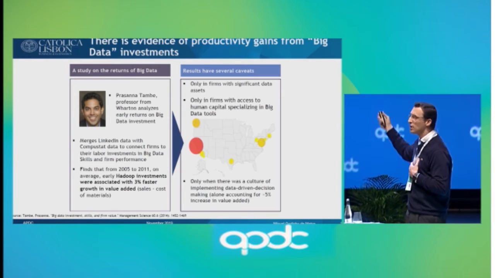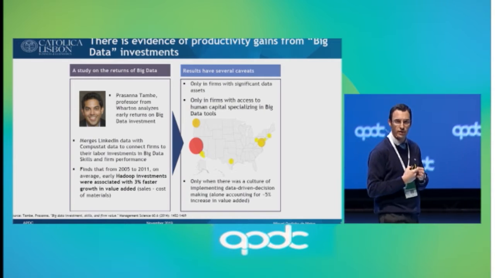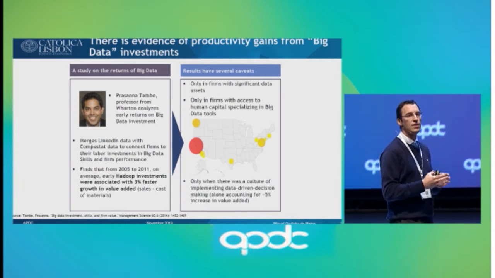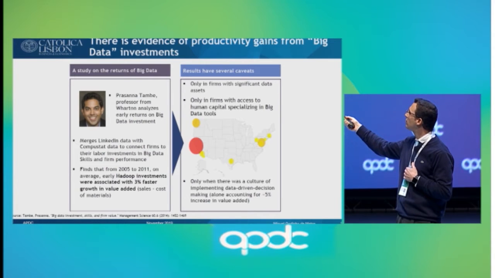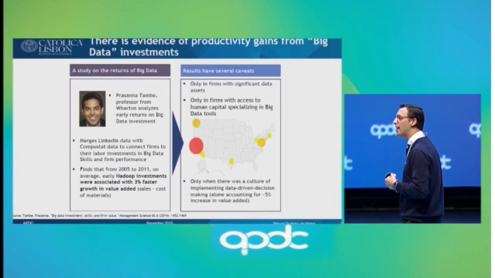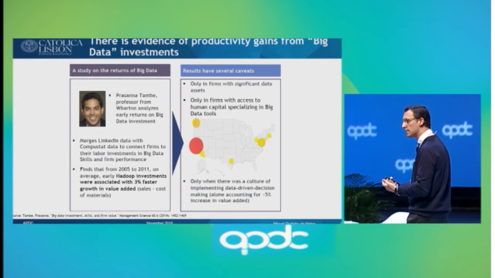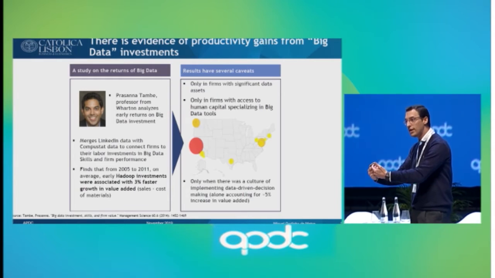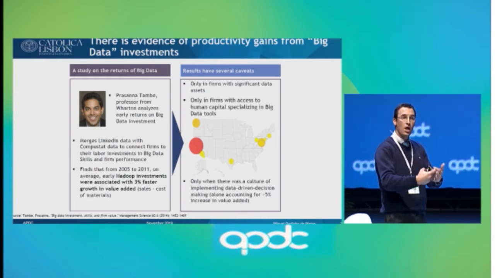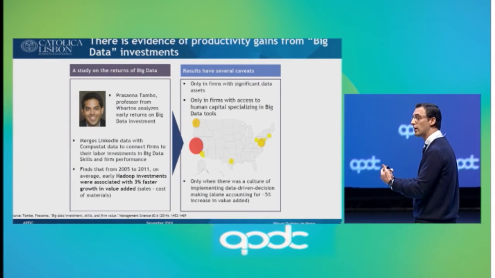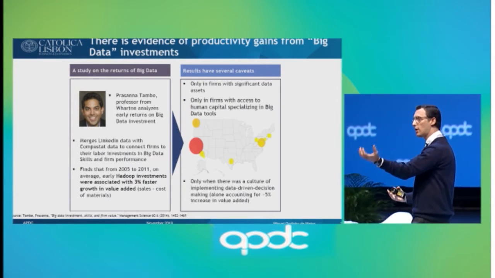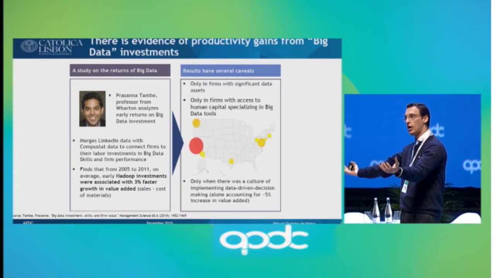So Sonny Tambe, who was a professor at NYU when he did it, and now he's at Wharton, studied the productivity of firms in the early days of the technology, from 2005 to 2011. What he finds is that compared to firms that didn't invest in these technologies, those that did early had a higher growth in value added, measured as the value of sales minus the cost of goods sold.